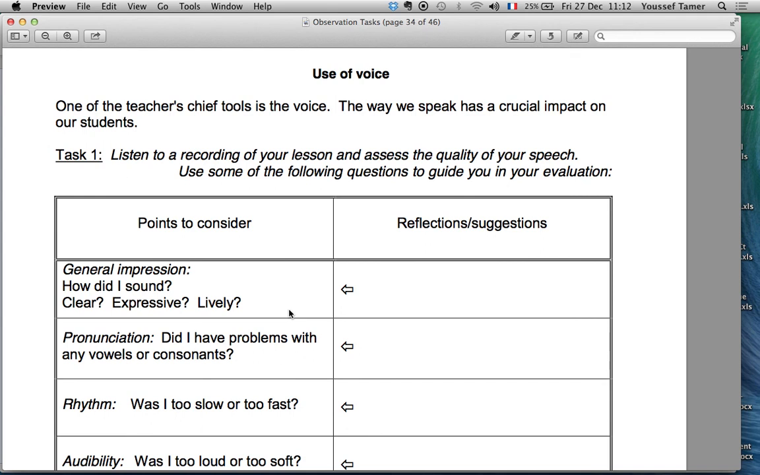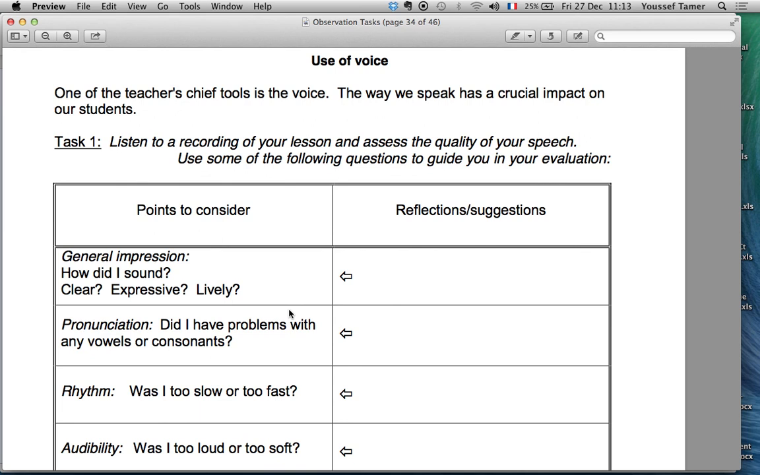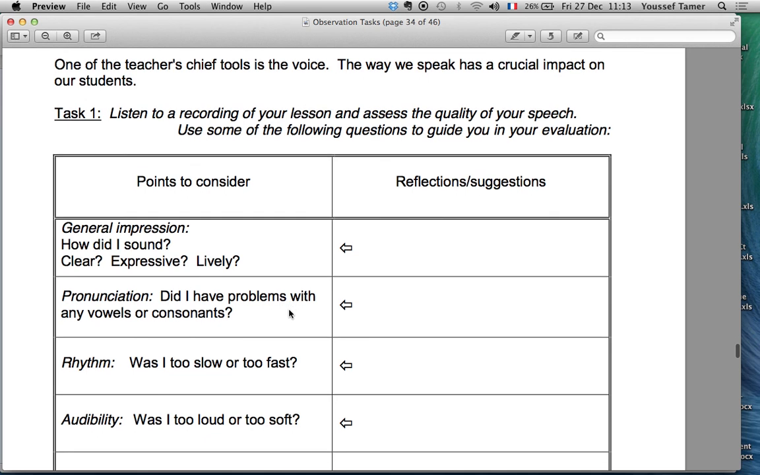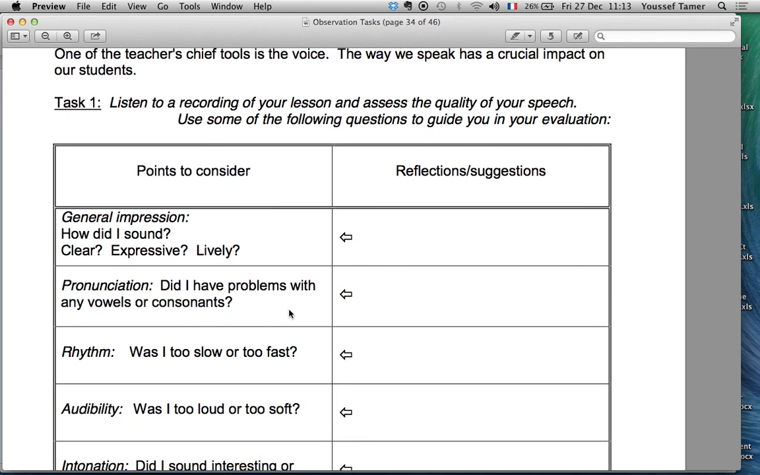Use of voice. One of the things you can also look at in your training. One of the teacher's chief tools is the voice. It's your main tool. The way we speak has a crucial impact on our students. Listen to a recording of your lesson and assess the quality of your speech. This is how you can evaluate your voice. You can't evaluate it just by doing it. You have to listen to yourself.